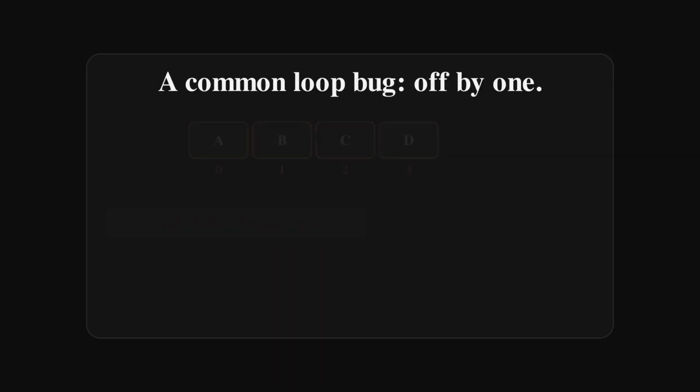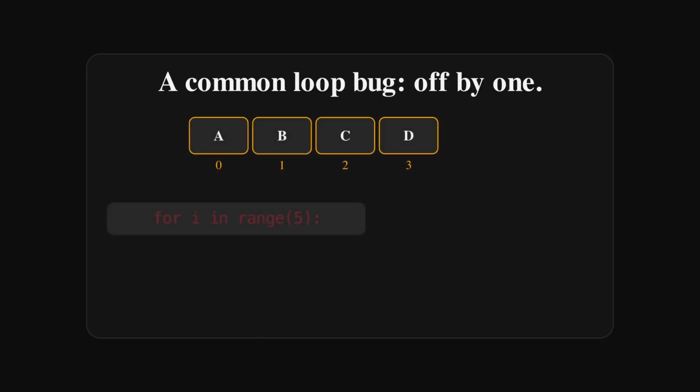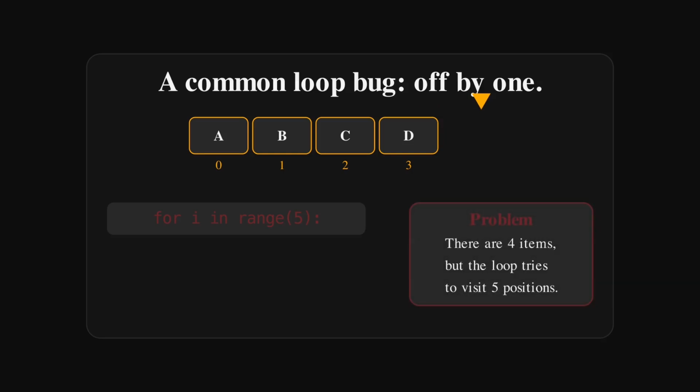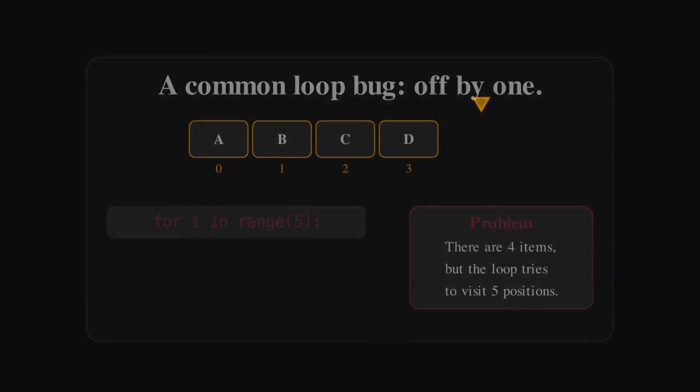One very common bug is called an off by 1 error. This happens when a loop runs one time too many or one time too few. Here, the array has 4 items, but the loop tries to visit 5 positions. The 5th position does not exist. This kind of bug happens when working with loops, arrays, and indexes.